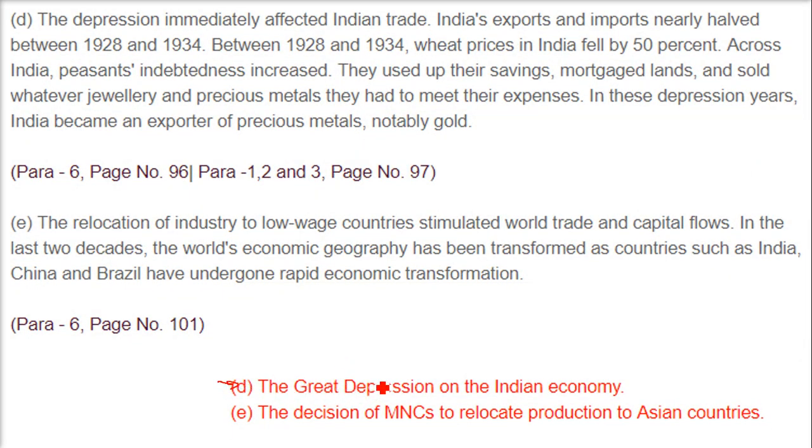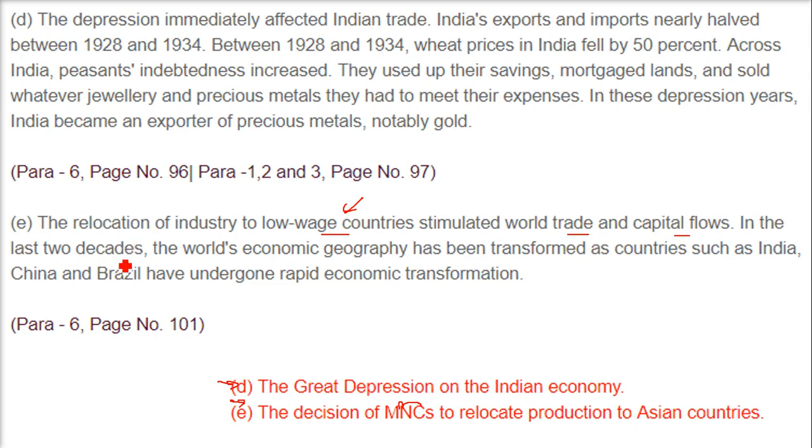Now, this Great Depression we have already seen. Let us see the decision of MNCs, multinational companies, Bahurashtriya Companiya, to relocate production to Asian countries. So the relocation of industry to low-wage countries, that is the countries where there is a lot of population, along with those population which are unemployed. They need some employment. So they are ready to work for low wage. So the relocation of industry to low wage countries stimulated world trade and capital flows.